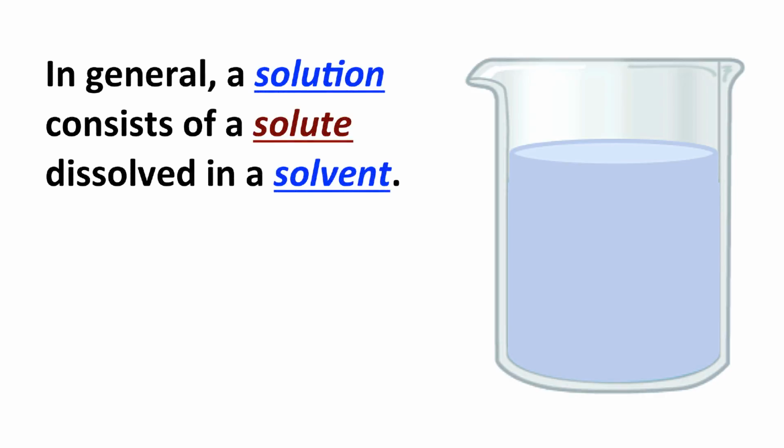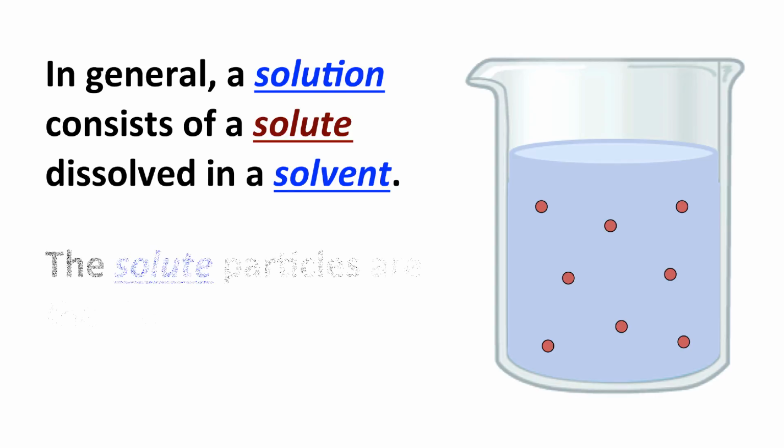Now, first of all, what makes something a solution? Well, in general, a solution consists of a solute dissolved in a solvent. Typically, the solute is what we have less of, and here we're representing that by these red spheres representing solute particles, and that is dissolved in a solvent. The solvent we typically have more of, and here it's represented by the blue substance surrounding the solute particles, and the solvent individual molecules are not being shown here.